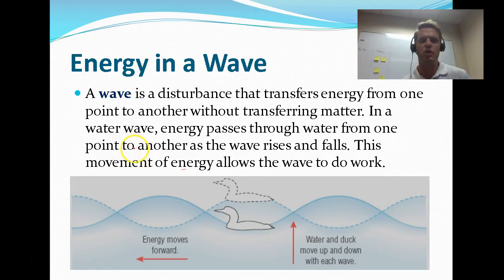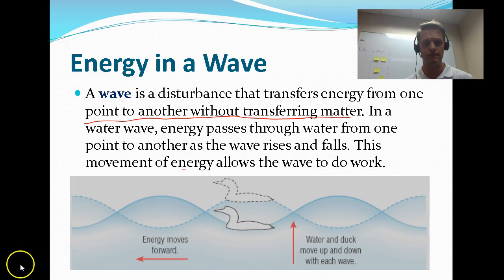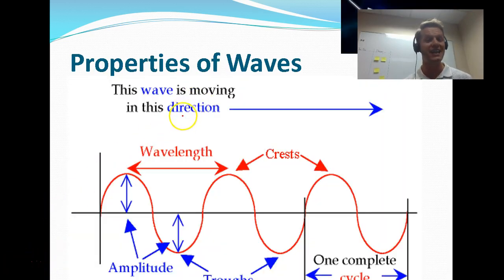A wave is a disturbance that transfers energy from one point to another without transferring matter. That means something is not moving across the surface of the wave. The water is actually just moving up and down, and this movement up and down is actually energy. In order for us to understand this energy, we have to understand the properties of waves.